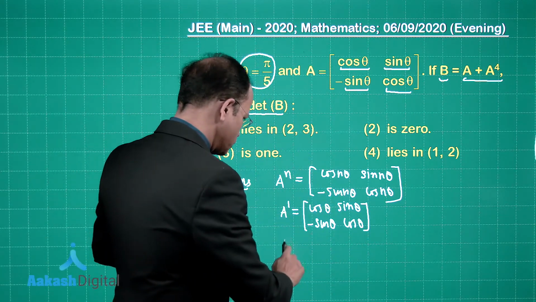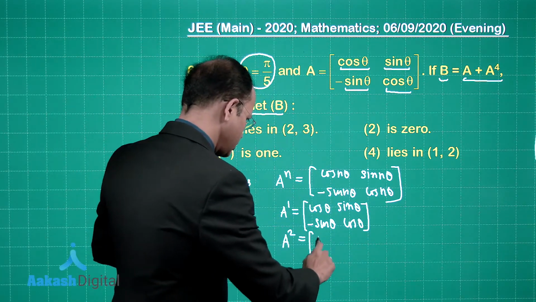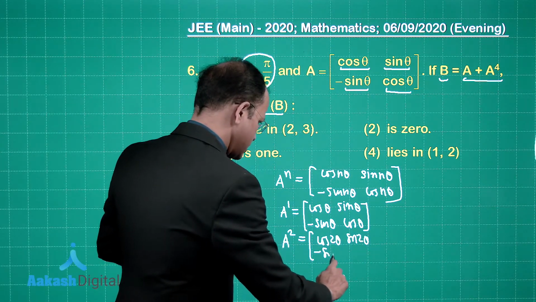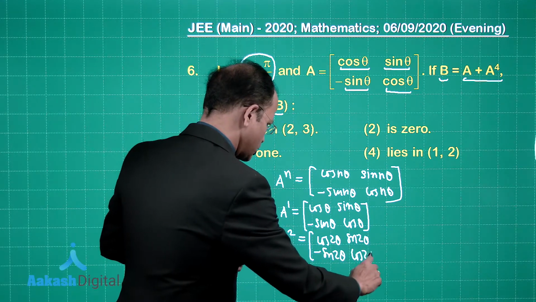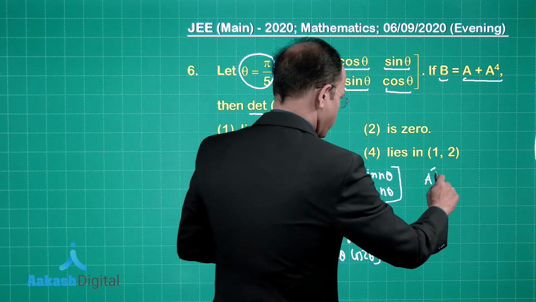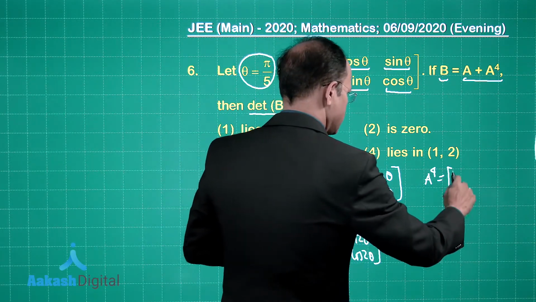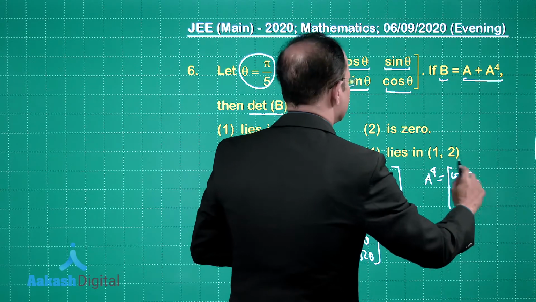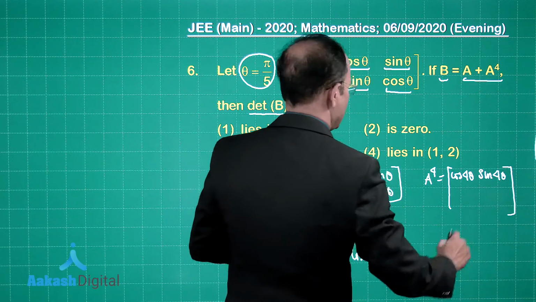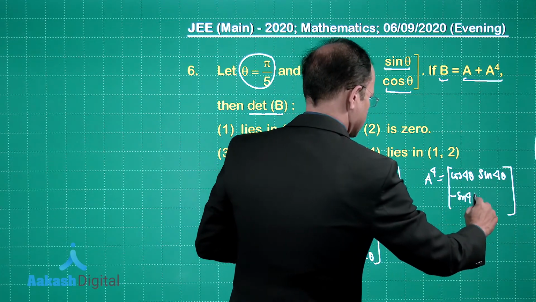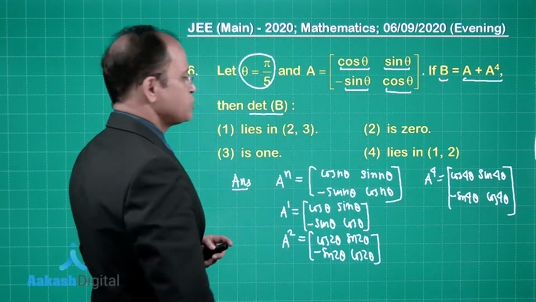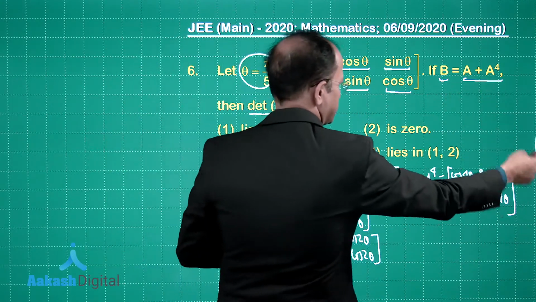Similarly, if I go for A squared, this is going to be cos 2 theta, sin 2 theta, minus sin 2 theta, and again cos 2 theta we have. Now if I talk about similarly A raised to the power 4, this is coming out to be cos 4 theta, sin 4 theta, minus sin 4 theta, and cos 4 theta we have. Now this B is nothing but we have A plus A raised to the power 4.